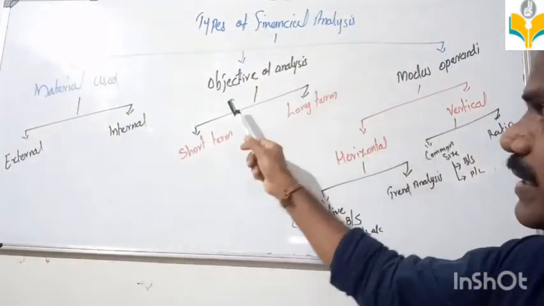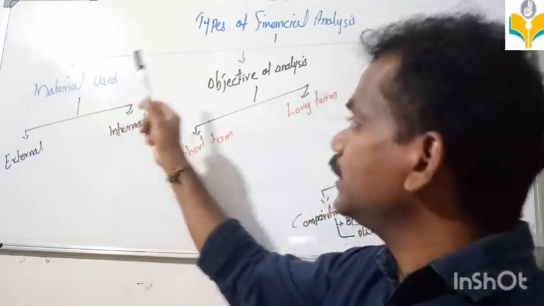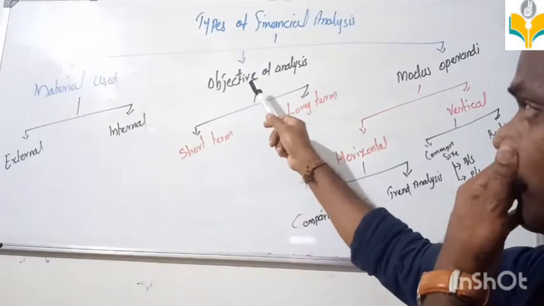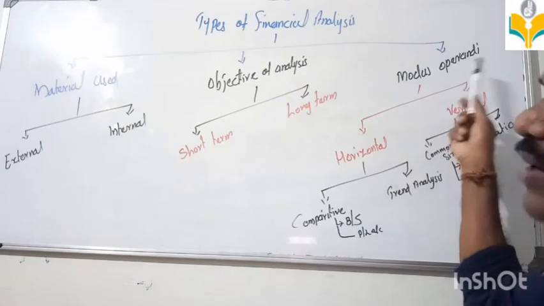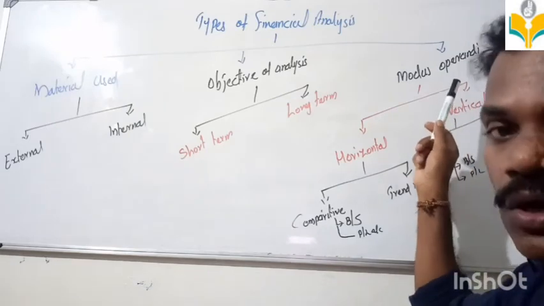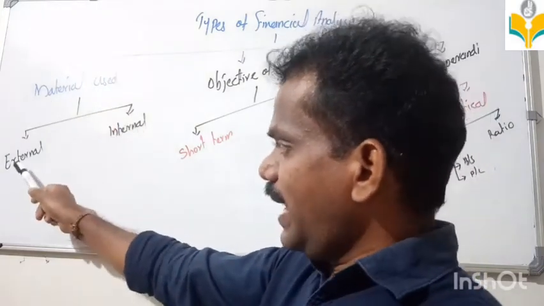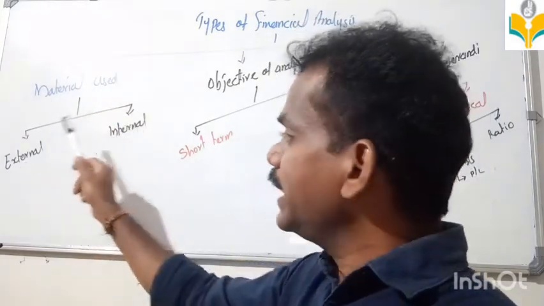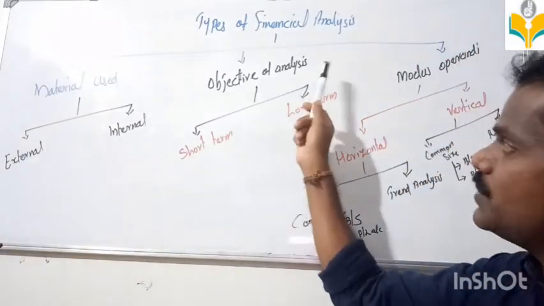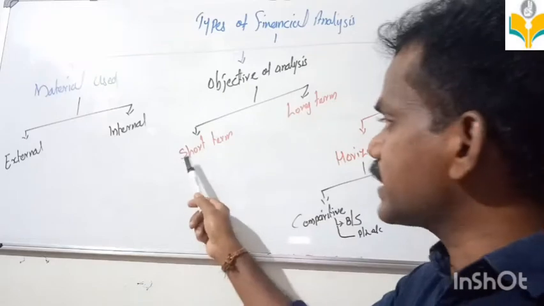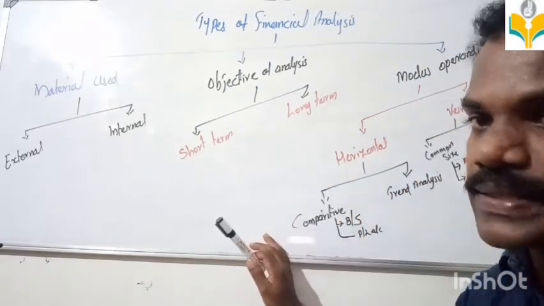Financial analysis, then, on the basis of material used. Second, on the basis of objective of analysis. The third, modus operandi or mode of operation. On the basis of material used: external financial analysis and internal financial analysis. On the basis of objective or purpose of analysis: short-term financial analysis and long-term financial analysis.